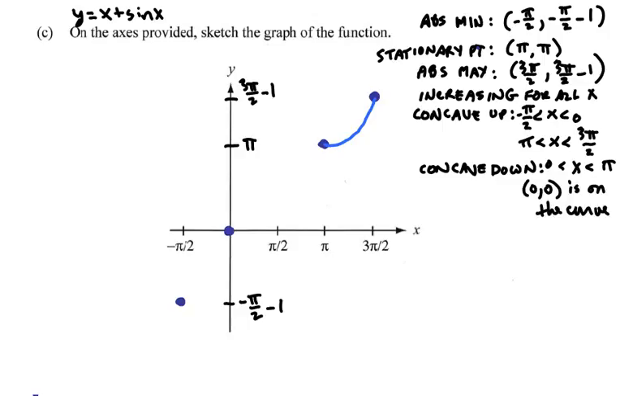Now from -π/2 to 0, we've seen that the function is concave up. And at 0 we have a point of inflection. So that branch might look something like that. Now from 0 to π, it's going to be concave down, and we have to have a stationary point at π. And so the graph might look something like that.